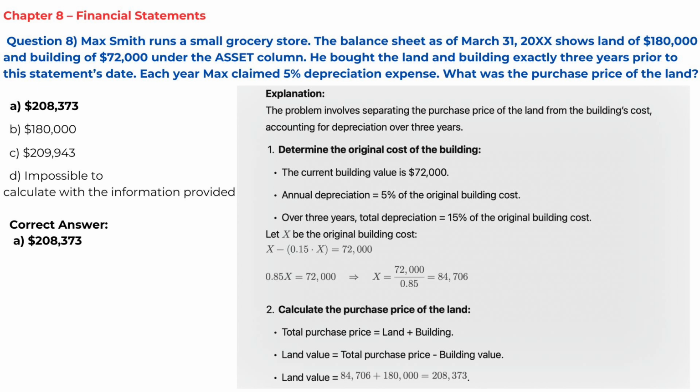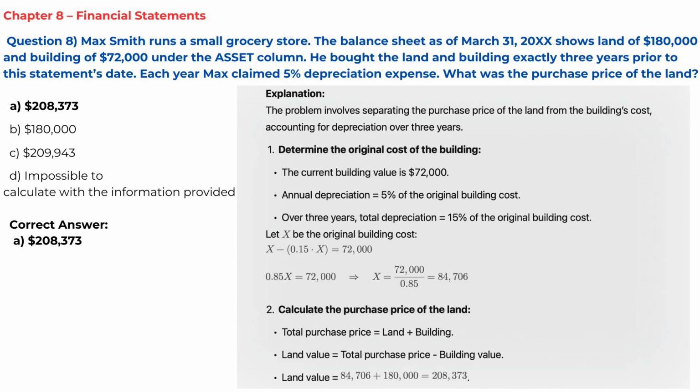3 years. Step 1. Let's determine the original cost of the building. The current building value is $72,000. Annual depreciation equals 5% of the original building cost. Over 3 years, total depreciation equals 15% of the original building cost. Let X be the original building cost. X minus 0.15 times X equals 72,000. 0.85X equals 72,000. Therefore, X equals 72,000 divided by 0.85, which equals 84,706.